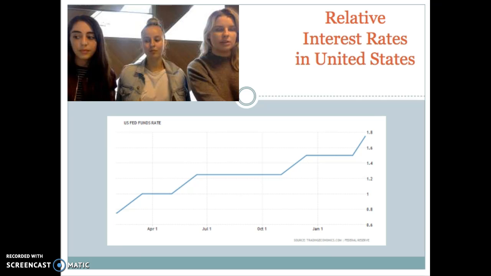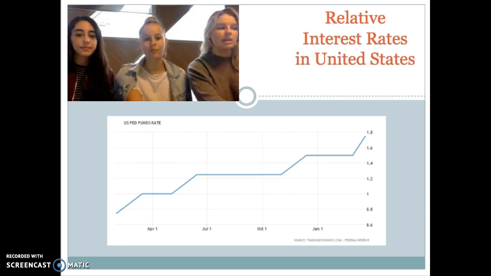From 2008 to 2015, the interest rate in the US had remained unchanged at 0.5%. However, as seen in the chart below, from December 16, 2015 to March 21, 2018, the interest rate has increased by 0.25% every change date.